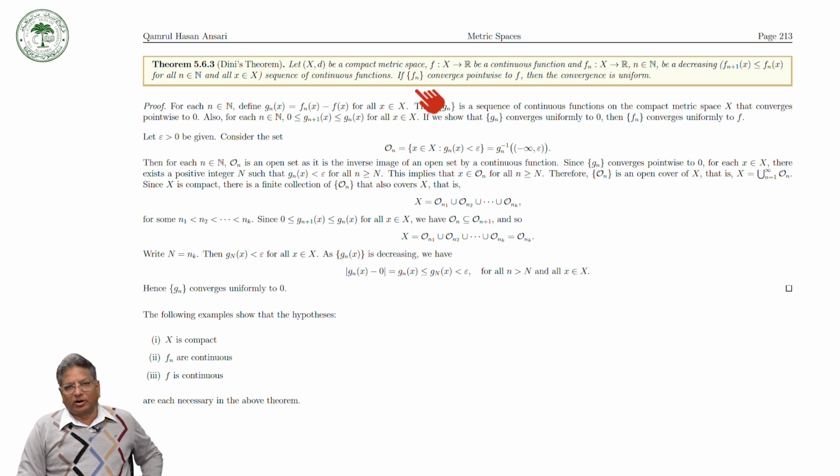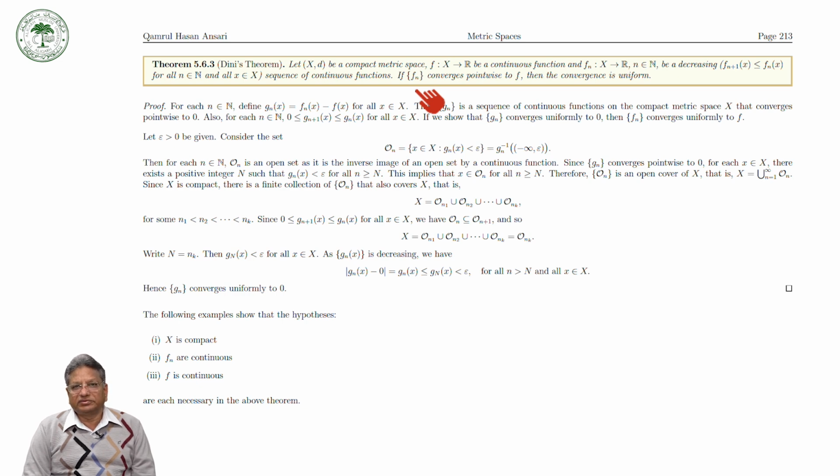The function f from the metric space X to another metric space Y. In particular, we are considering Y equal to R. Number two, here X is a compact metric space, not a complete or any other metric space. It is a compact metric space. Similarly, we are considering the sequence of functions Fn from X to R, real valued functions, not from X to any other metric space Y. It is a particular metric which is equal to R.